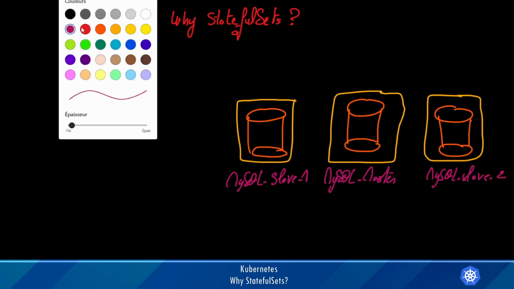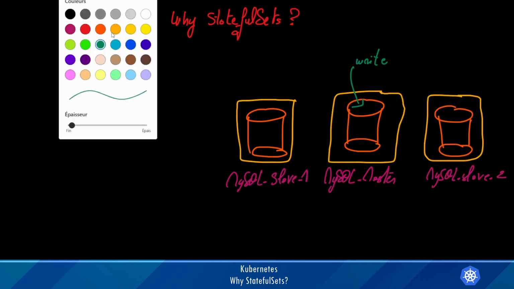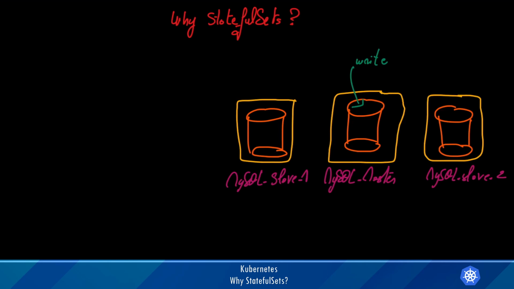Any write will come to the master, and the read operation can be performed by either the master or one of the slaves. So when we want to write data in the database, this should be done in the MySQL master. But the read operation can be performed by either the master or one of the slaves.